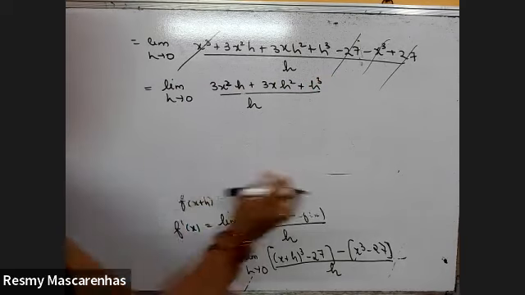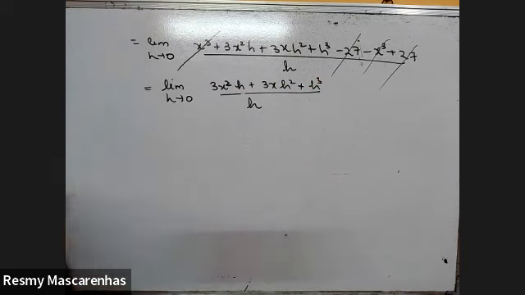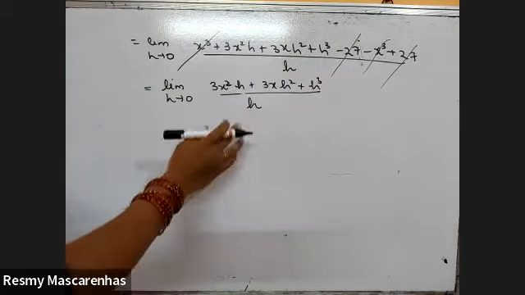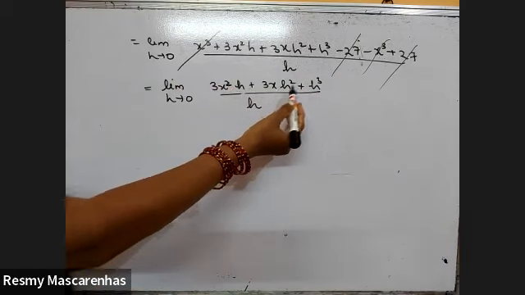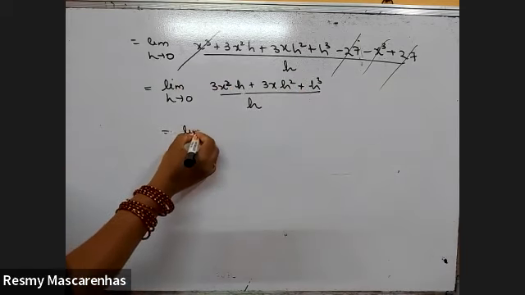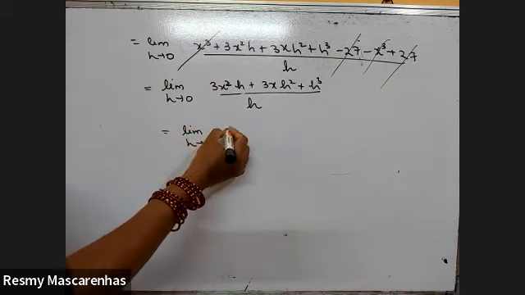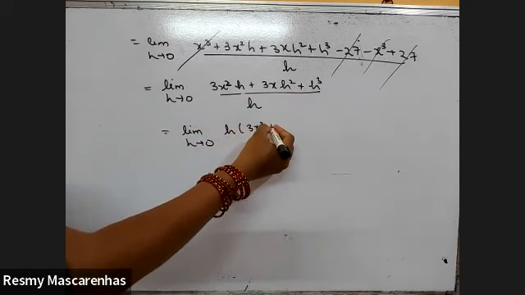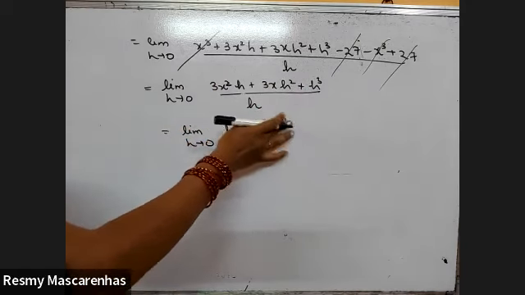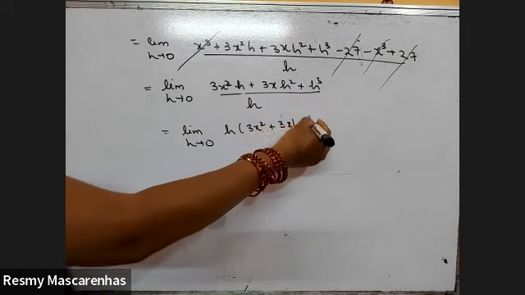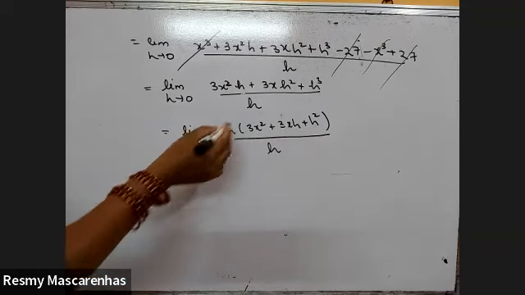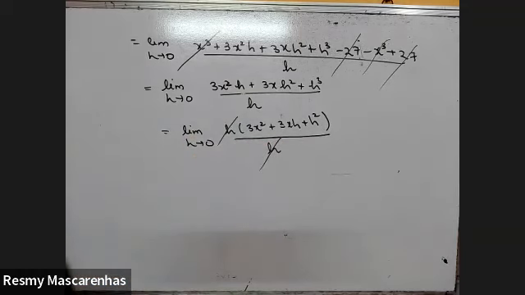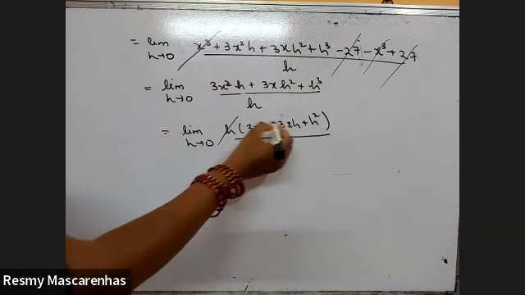Now if you go for direct substitution, again you will get 0 upon 0. You directly put h as 0. So if you are getting 0 upon 0, always check if you can take out h common. Among all the three terms, h is common. Now h and h will cancel. Now do the direct substitution method. Now remove the limit and wherever there is h, put 0.